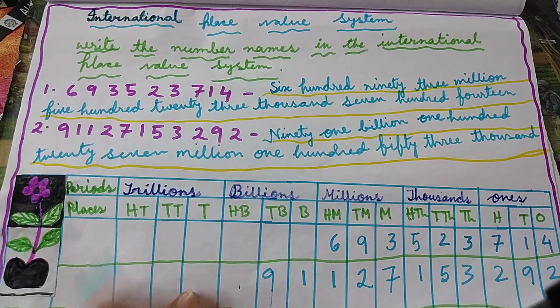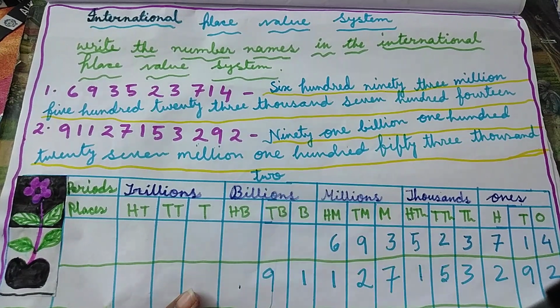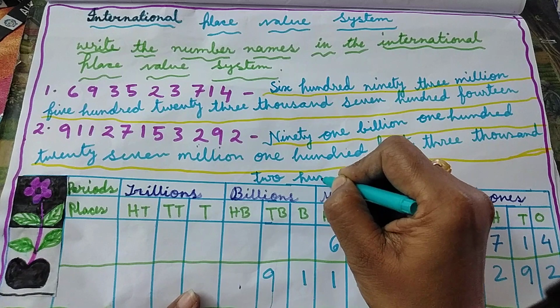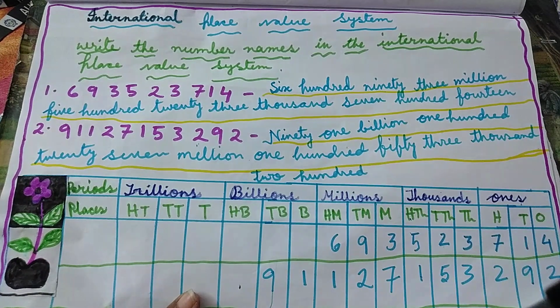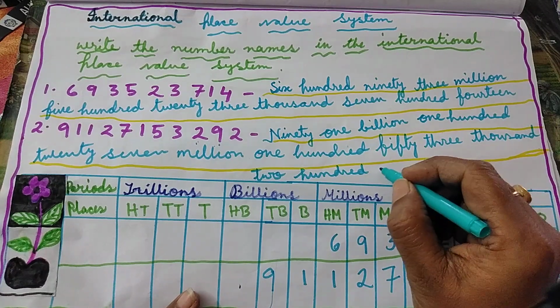200. Write in words. 200. 9 and 2 togetherly makes 92.